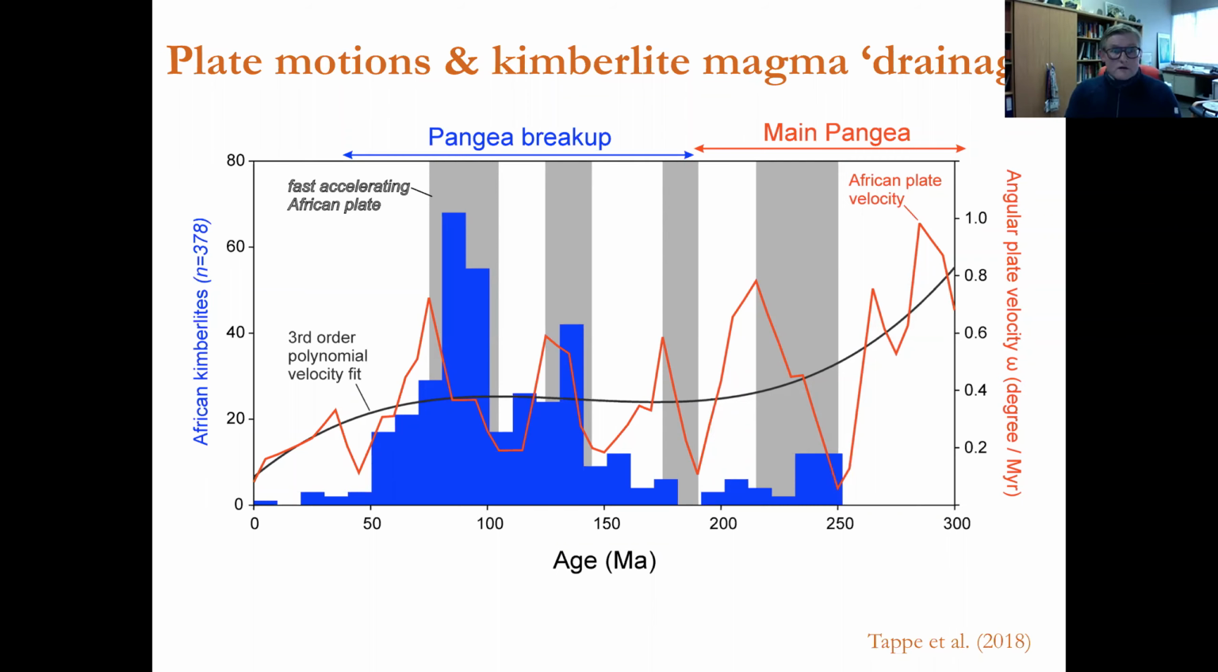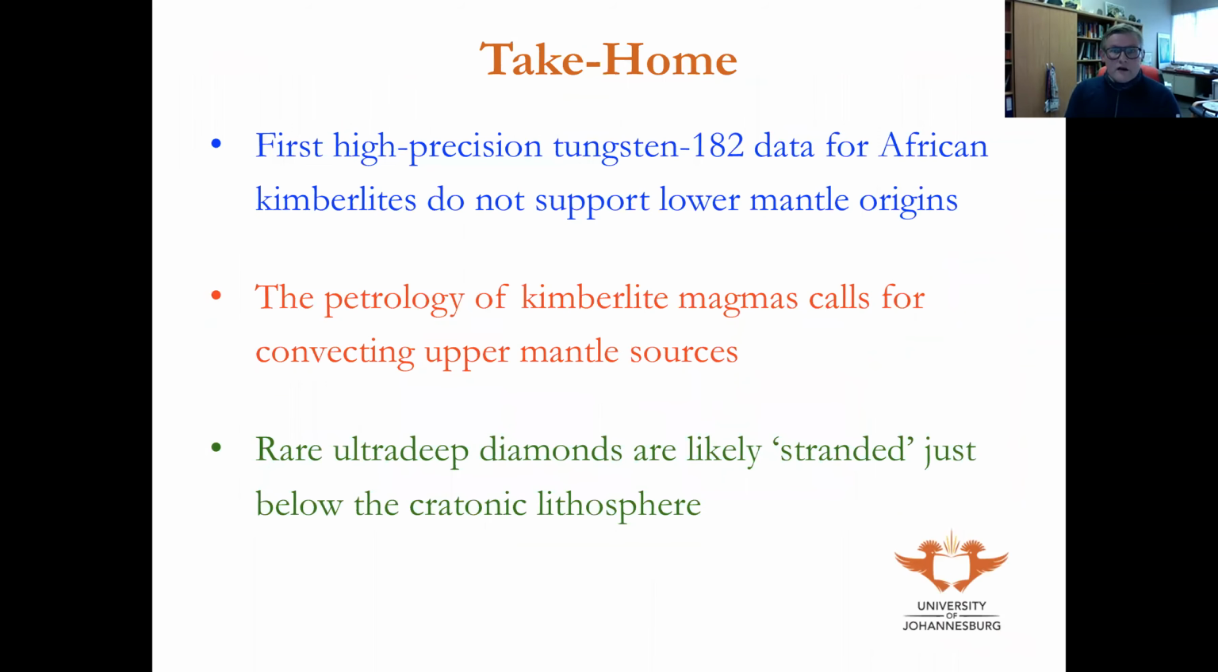Okay, so those are the main take-home messages from this exercise. I've shown you some of the first high-precision tungsten-182 data for African kimberlites. At this point in time, they do not support a lower mantle origin for this type of magmatism. The petrology of kimberlite magmas itself calls for convecting upper mantle sources. This would be the most reasonable model, in my opinion. You don't have to agree with that.